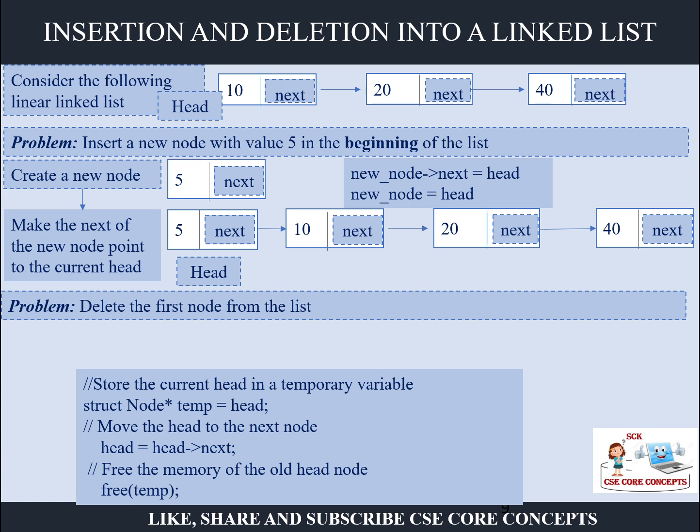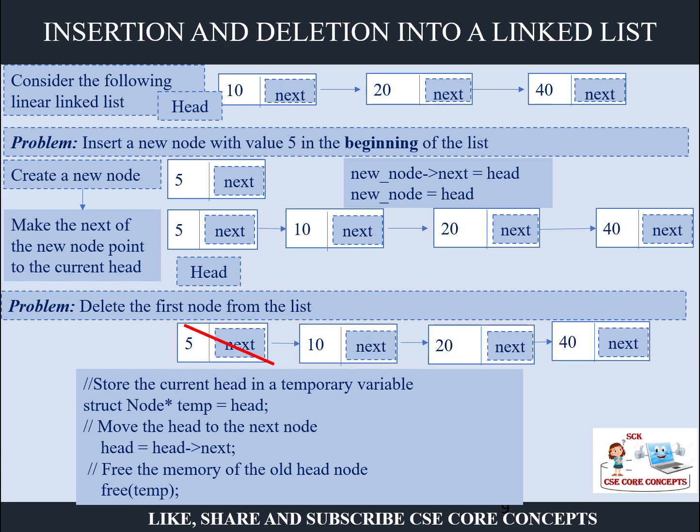For that I can store my current head in some temporary variable, say temp is equal to head. So the node having value 5 is stored in the temp variable. Now head next is equal to head. So 5 was my head, its next element, that is 10, has become my current head, and I can free temp. This free function is also available with dynamic memory allocation, which helps us release the memory which is no more in use. So this link will be broken and 10 will become my head. Okay, so it is very simple to insert or delete from the front.